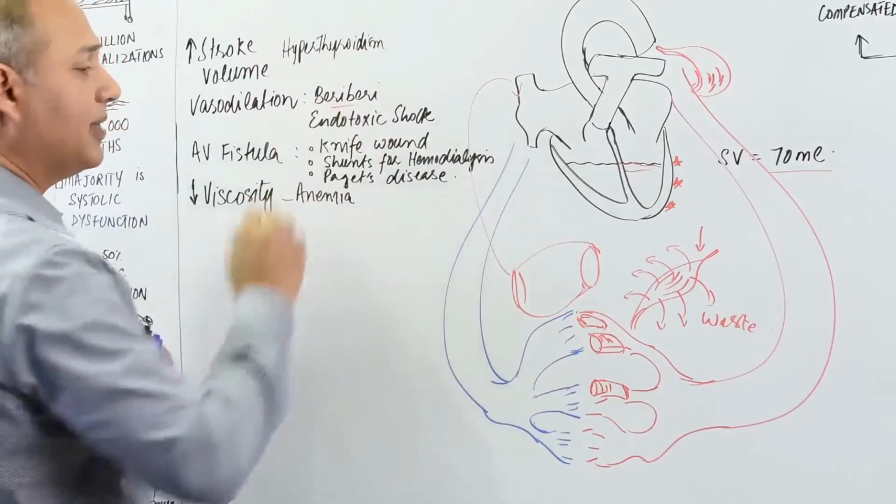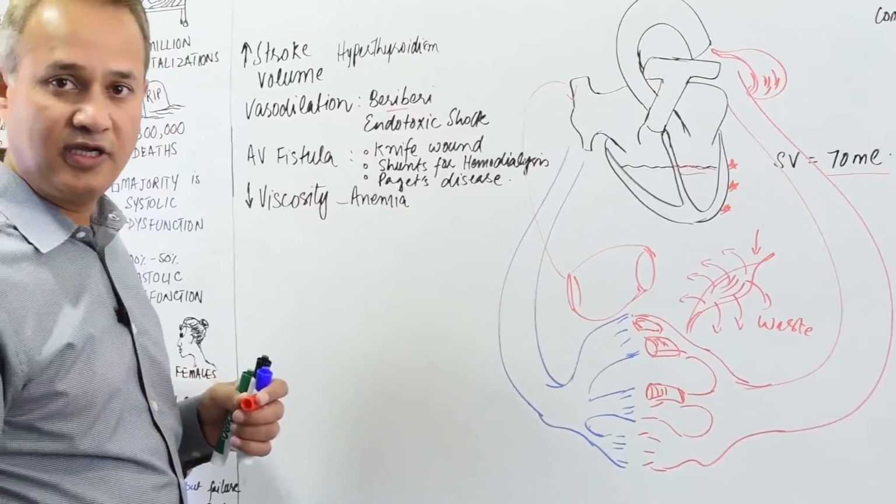When would that happen? One, beriberi, wet beriberi, more clearly. Why?